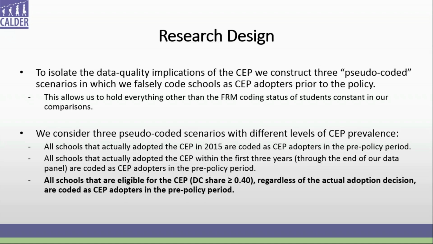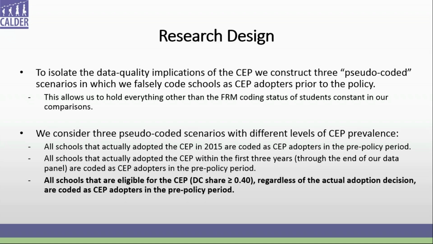So I'll illustrate the idea. We have 3 different pseudo-coded scenarios that increase the prevalence of the CEP. I'm going to go through the most basic, which is the lowest prevalence example. In 2015, you saw those 231 schools adopted the CEP. So we go back in the data before 2015, and we code them as if they had adopted the CEP before they actually adopted it. Then we can run our models and estimate how big the effect of the free meal indicator is, the big free meal test score gap, I should say. How big is that gap with the CEP coding in place? And then we can undo that pseudo coding and compare it to the real data, and that allows us to see what the CEP did, okay?